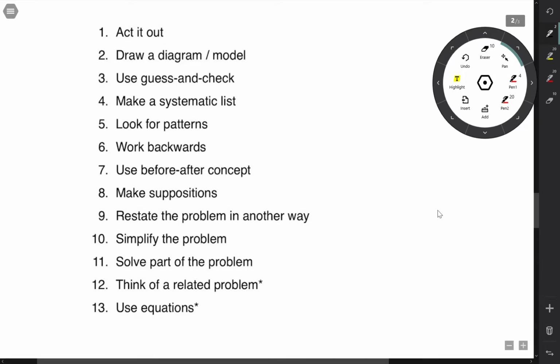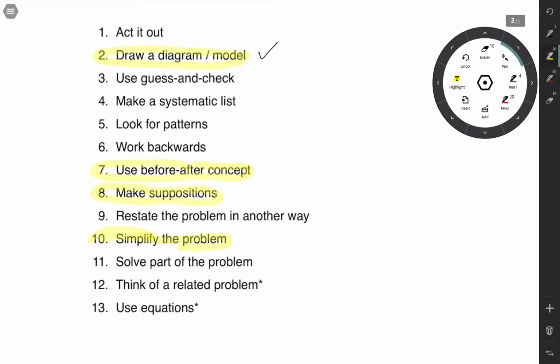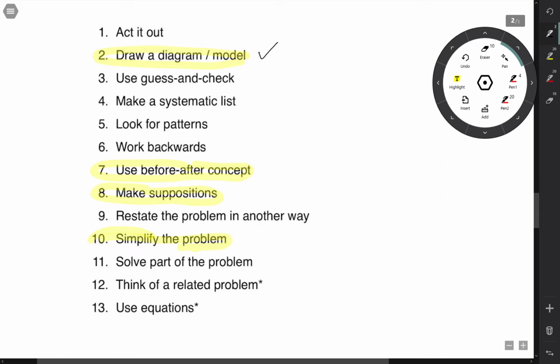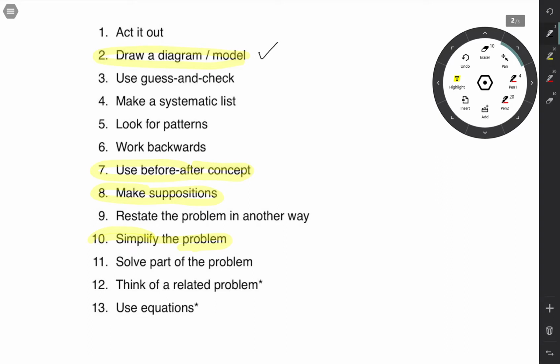What we'll be doing is this. Over here, draw a model, make a diagram using a model. Next, we'll be looking at before and after concepts. Next, we'll be looking at making supposition, and another one, simplify the problem. So there's just four.